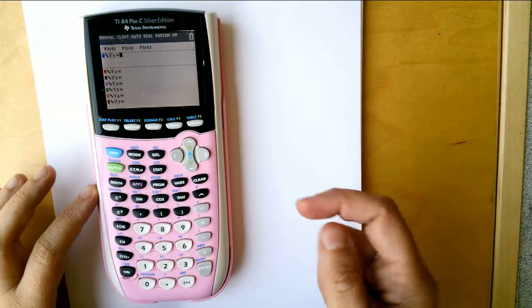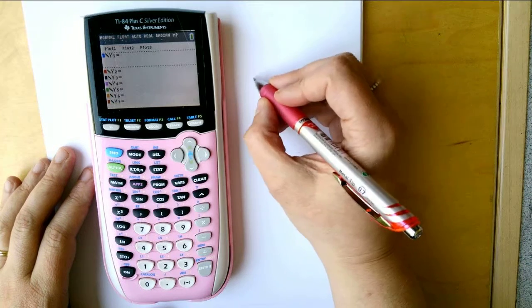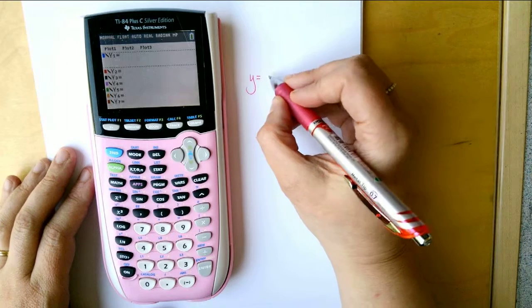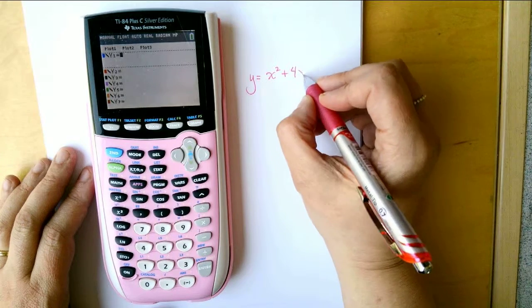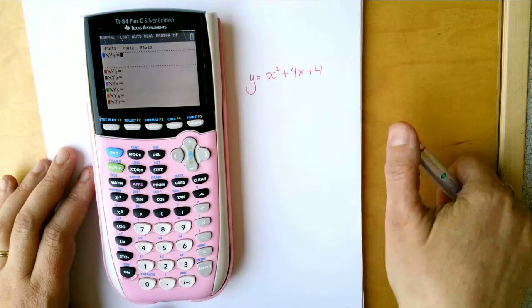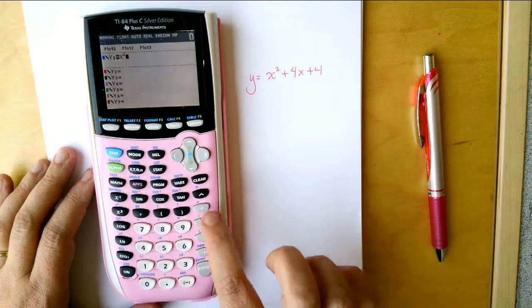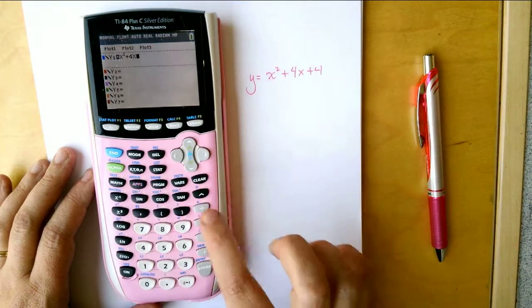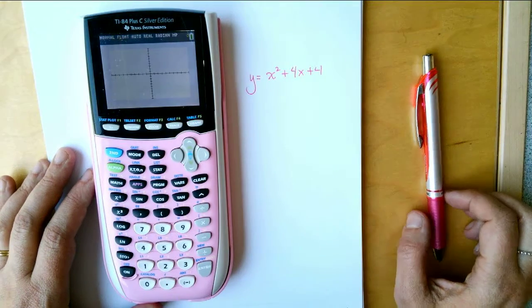So let's just start with a quadratic equation, since we've been working with those: y equals x squared plus 4x plus 4, let's say. So if I punch that in, I'm going to start with x and then squared plus 4x plus 4, and then I can press graph.